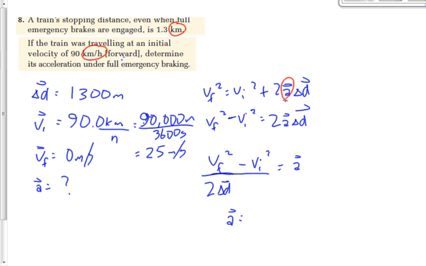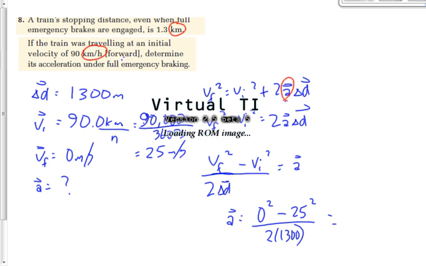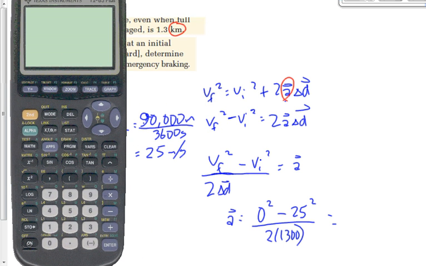VF is 0. 0 squared minus 25 squared over 2 times 1,300. Let's do this on our calculator, okay? Do it as a group here. Let's say 0 squared minus 25 squared. Let's press equals there. Because what we've just done is calculated a number on the top. Now, let's get that number on the top, divide it by the number on the bottom. Let's use some brackets, though. 2 times 1,300 gives us negative 0.24.